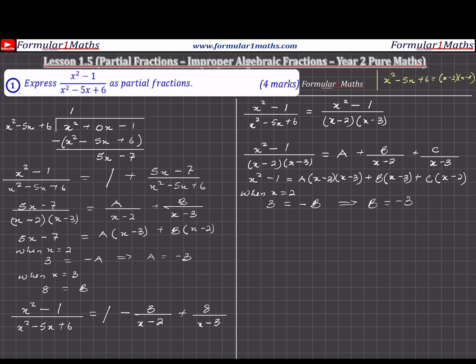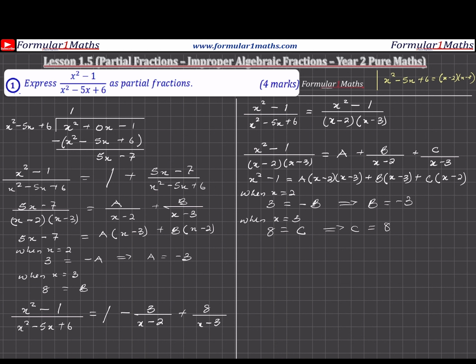So the next substitution I'm going to do is to let x equal to 3. So when x is equal to 3, on the left-hand side, I'll have 3 squared as 9. 9 minus 1 is 8. So I have 8 on the left-hand side equal to. And on the right-hand side, the whole of this term will be eliminated because 3 minus 3 is 0. So will this term be eliminated because 3 minus 3 is 0. So I'll be left with 3 minus 2, that's 1. So I get 1 times c, I'll get 8 is equal to c. So c is equal to 8.